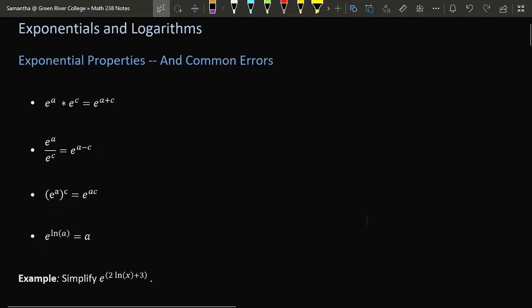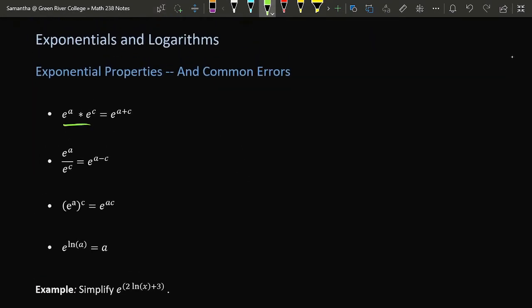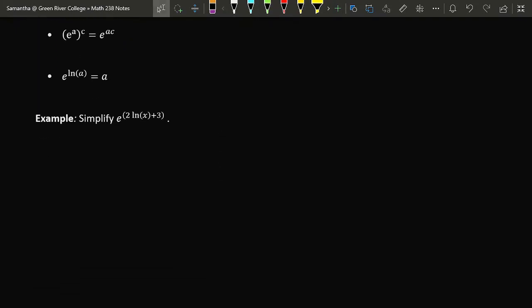We have our exponent properties. For example, if you have a product of exponentials, then that can be turned into a single exponential where the two exponents have been added together. If you have a quotient of exponentials, that corresponds to a subtraction of the exponents. If you have one exponential raised to a power a, and then you raise that entire expression to the power c, then that's equivalent to the product of the two exponents. And if you raise e to the power natural log of something, then the e and the natural log cancel out, and you're left just with the something that was inside the natural log.